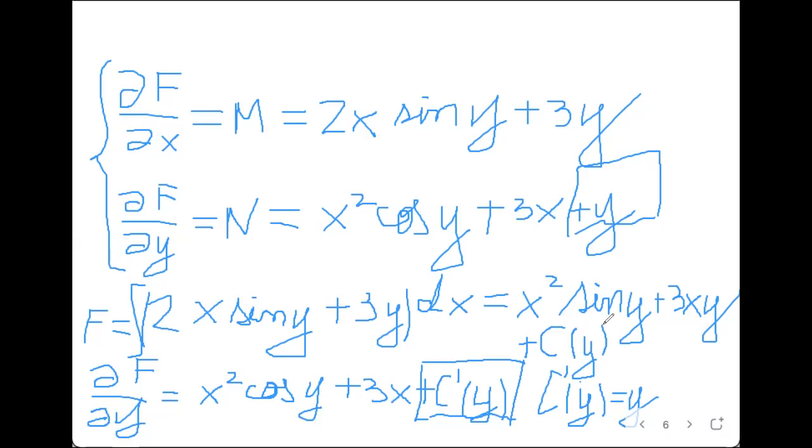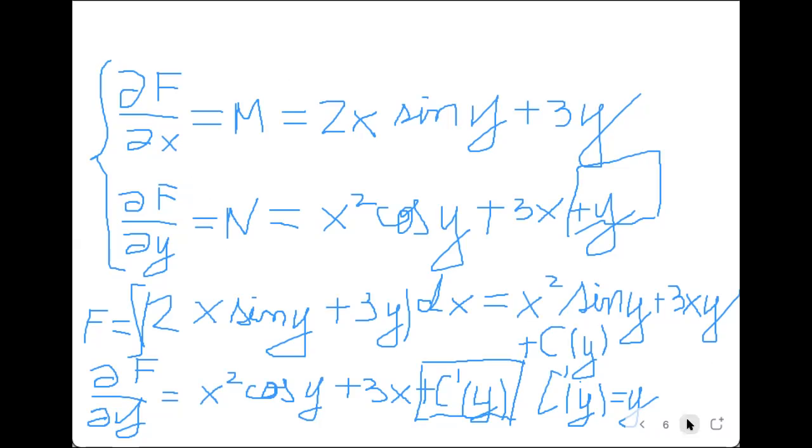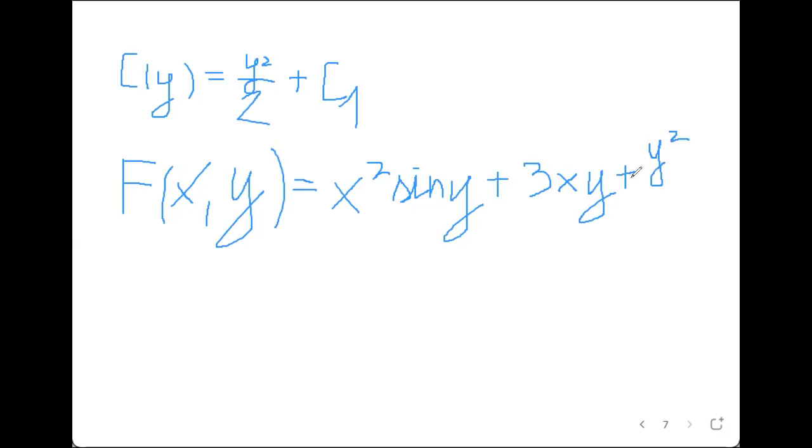so let's write f of x and y completely. So it's x squared sine y plus 3xy plus y squared over 2 plus C1.